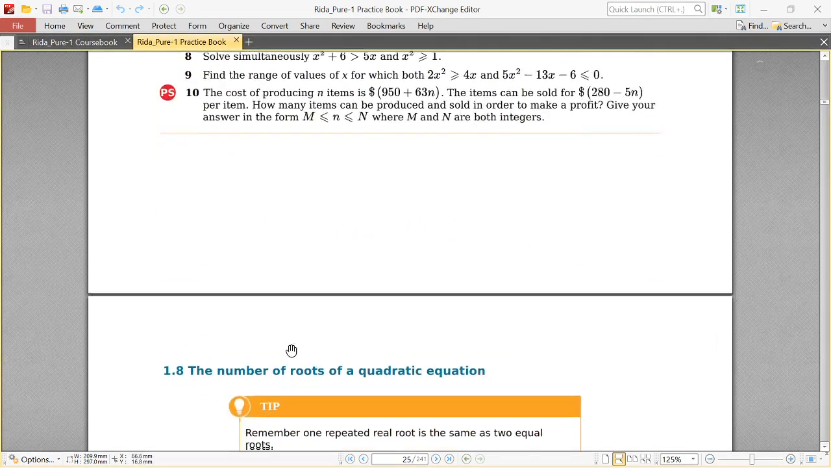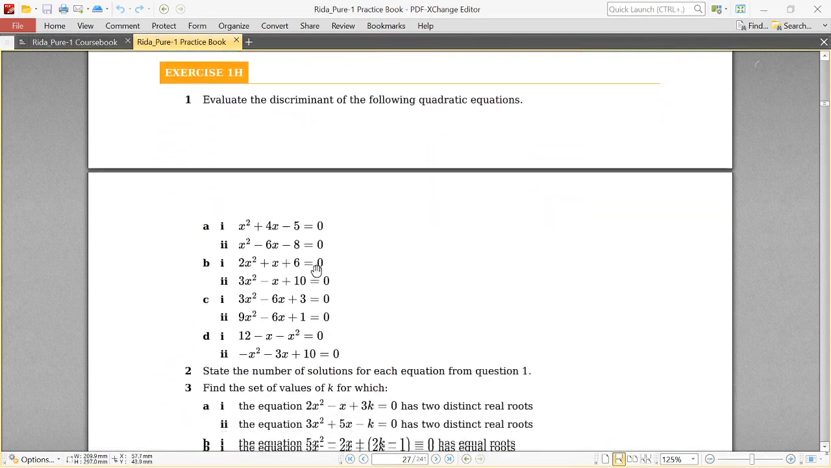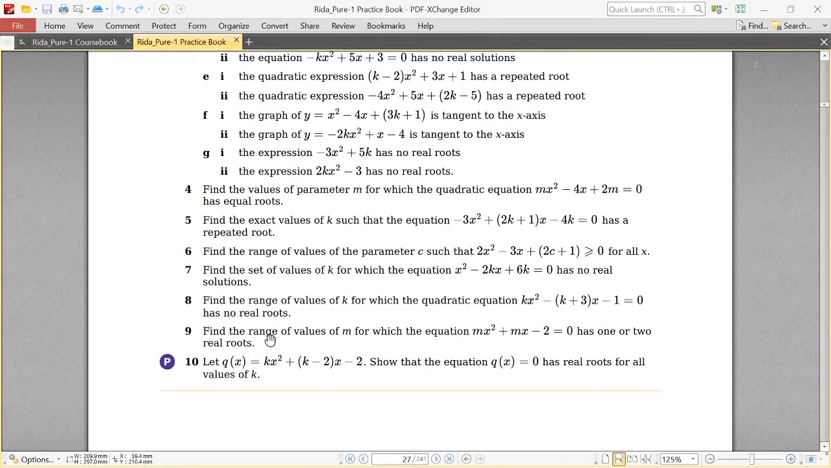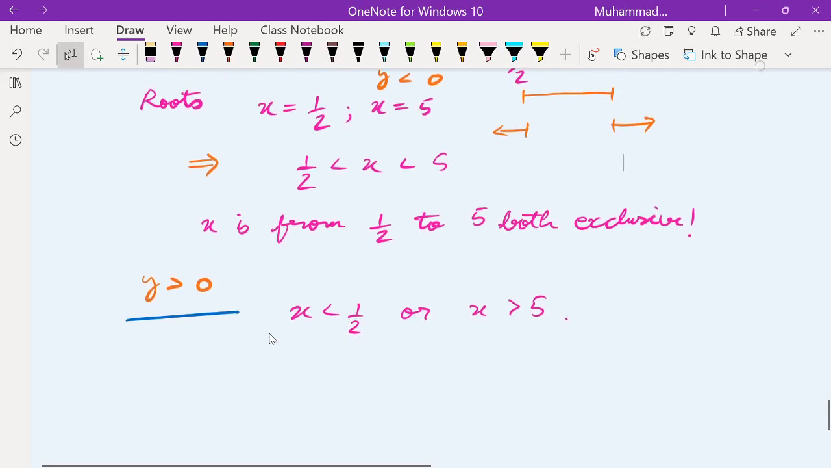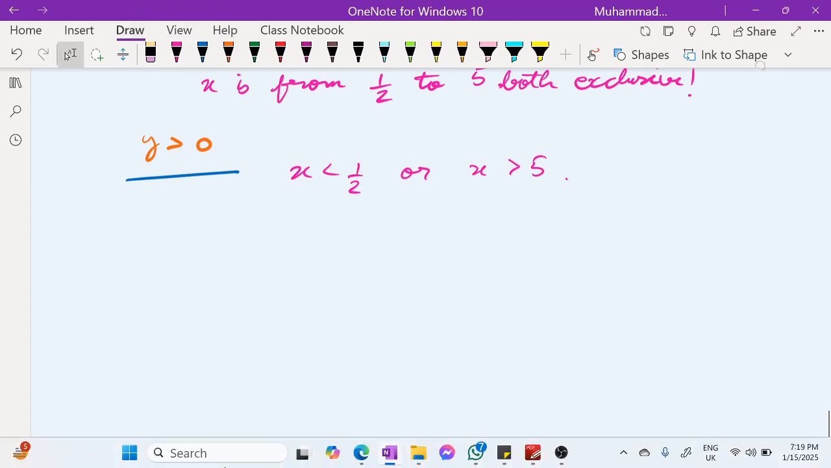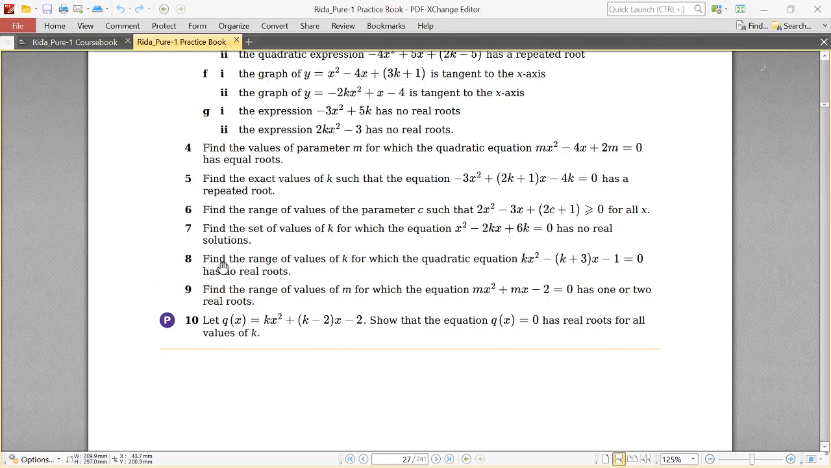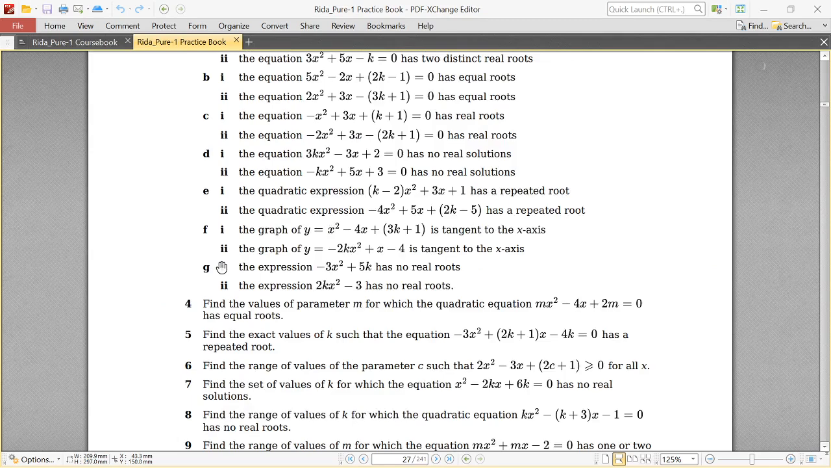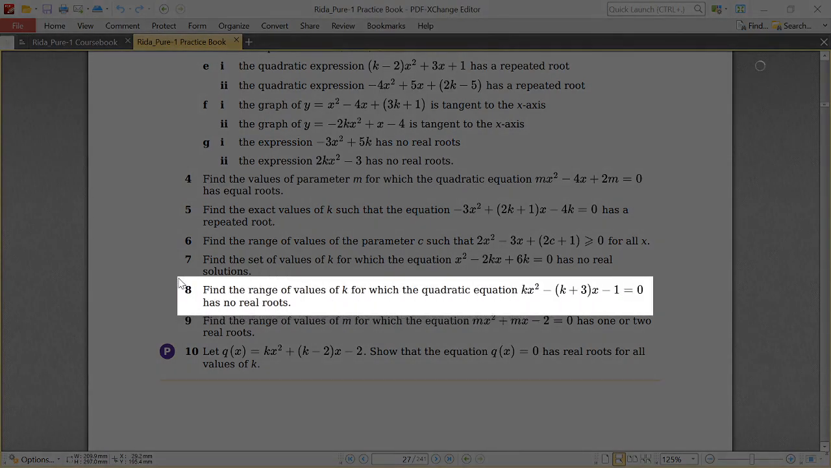Okay, so that was the thing. And now the final thing about the discriminant: if you know that a line and a curve are crossing each other, or the quadratic equation has how many roots or what type of roots, you can just find it out with the help of a discriminant. Let me take a difficult question like this one, having no real roots.